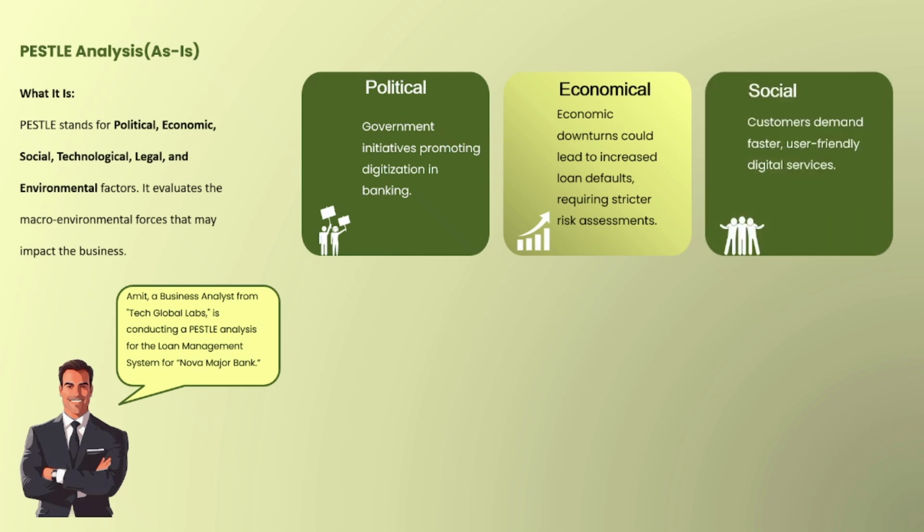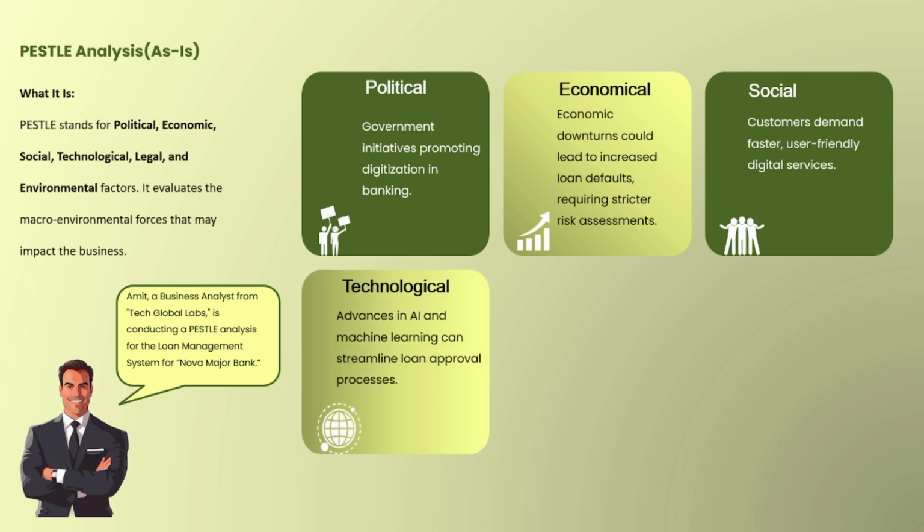Then the next is social. Customers demand faster, user-friendly digital services. As other sectors are already using digital services, there is a pressure on the banking system also to digitalize. So this is the analysis done from the social point of view. Then the technological. Advances in AI and machine learning can streamline the loan approval process. So the analysis done on the technological front, and the conclusion is to use AI, use machine learning, something like that, which can definitely improve the loan approval process.